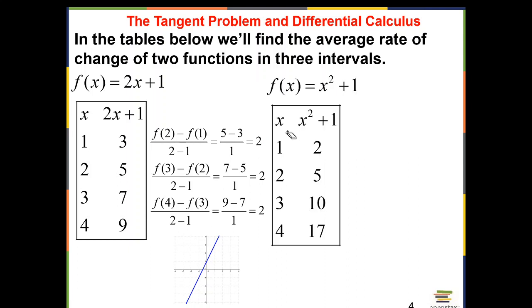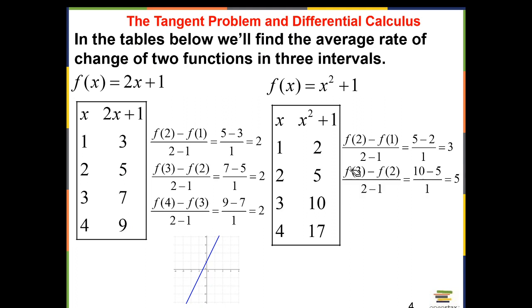But this function is not linear, and if we do the same thing for this function, we'll see that the rate actually changes. You see, the rate from 1 to 2 is 3 over 1. The rate from 2 to 3 is 5 over 1. And the rate from 3 to 4 is 7 over 1. So in this function, since it's not a linear function, the rate actually changes.